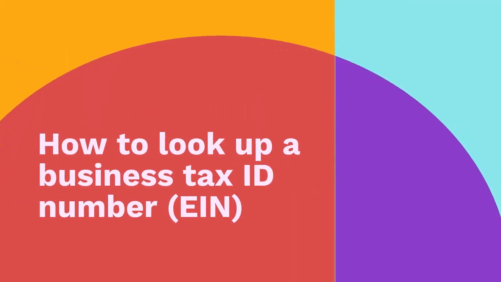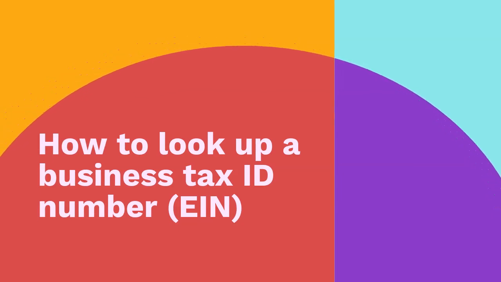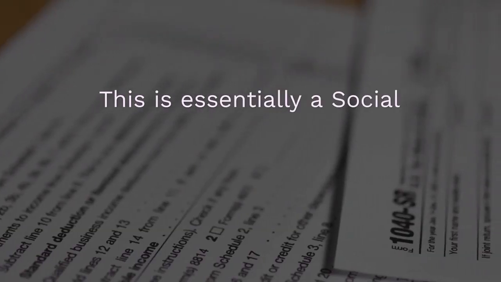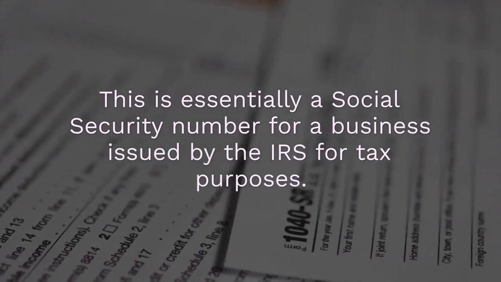Let's get started. Today we're talking about how to look up a business tax ID number, also known as an employer identification number or EIN. This is essentially a social security number for a business, issued by the IRS for tax purposes.